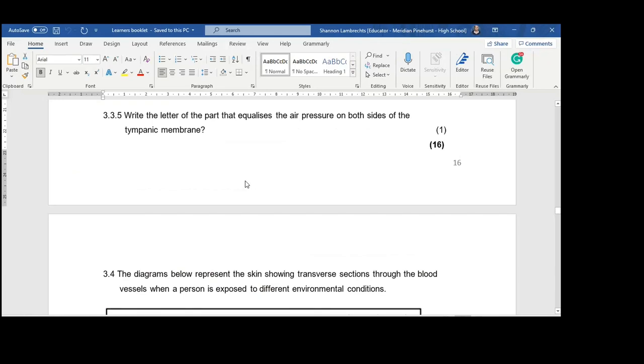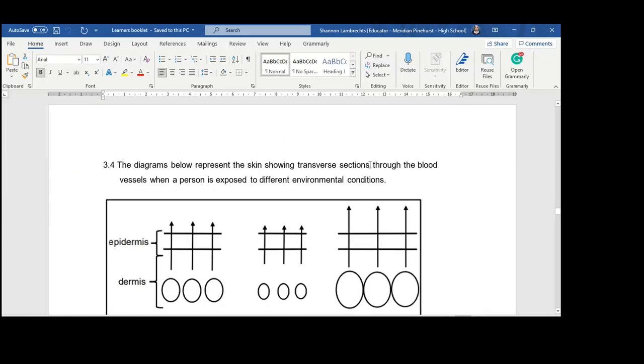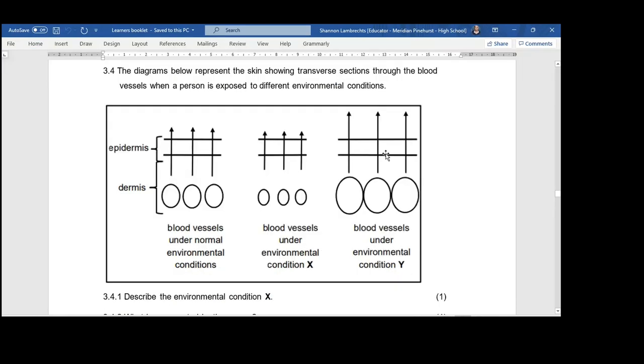So that's the ear wrapped up. We're going to go to 3.4, which has to do with the blood vessels. Over here, once again, you need to know your thermoregulation quite well. It says the diagram below represents the skin showing the transverse section through blood vessels. You have to be able to interpret this, as it shows that a person is exposed to different environmental conditions. So you'll see over here it says the epidermis, which is the top layer.